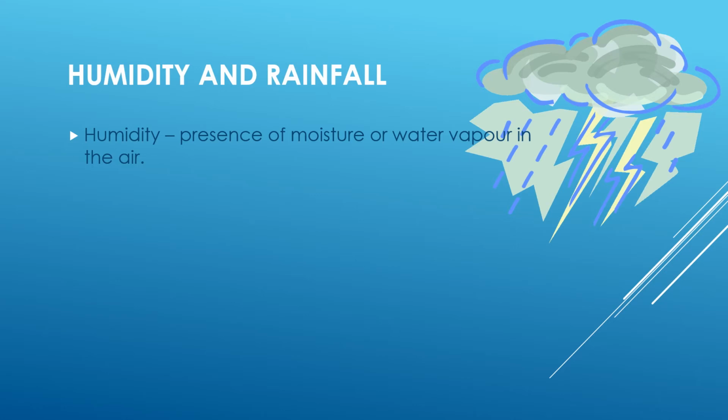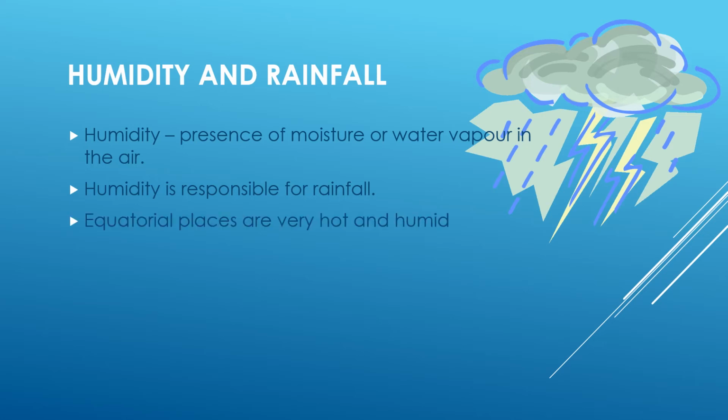Humidity is a very big factor because humidity brings rainfall. The more humid the air or the place is, the more rainfall the place will get. So we can clearly say that humidity is responsible for rain. Now, the equatorial places, that means the places which are near the equator, are very hot and humid.